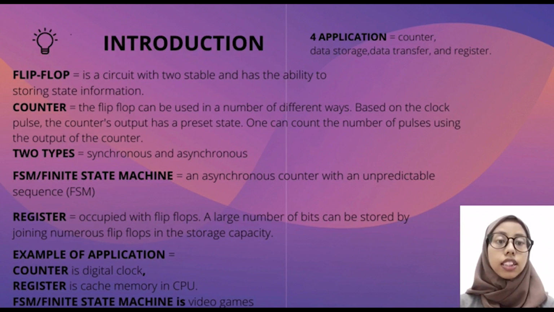Register is occupied with flip-flops. A large number of bits can be stored by joining numerous flip-flops in the storage capacity. Functions of register are data movement and data storage.